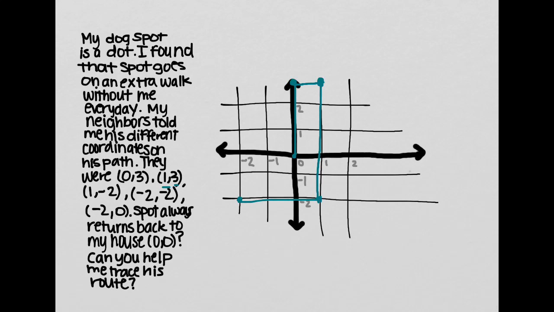And then he goes to -2, 0. Okay, so we're on the right x-coordinate. Now we need the right y-coordinate, which is 0. So we go all the way back up to 0. Okay? And we know that he returns to 0, 0. So we go here. So this is his path.